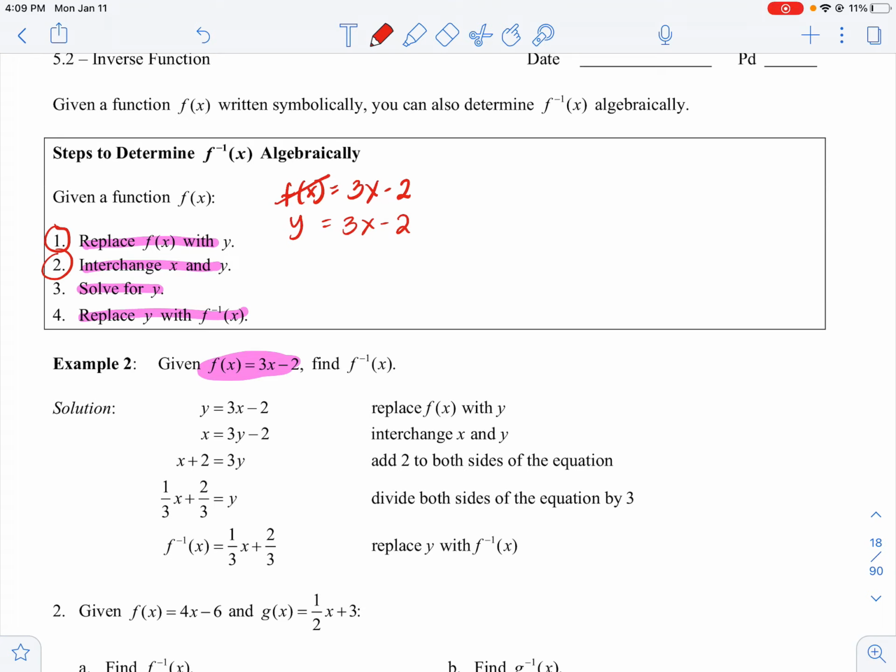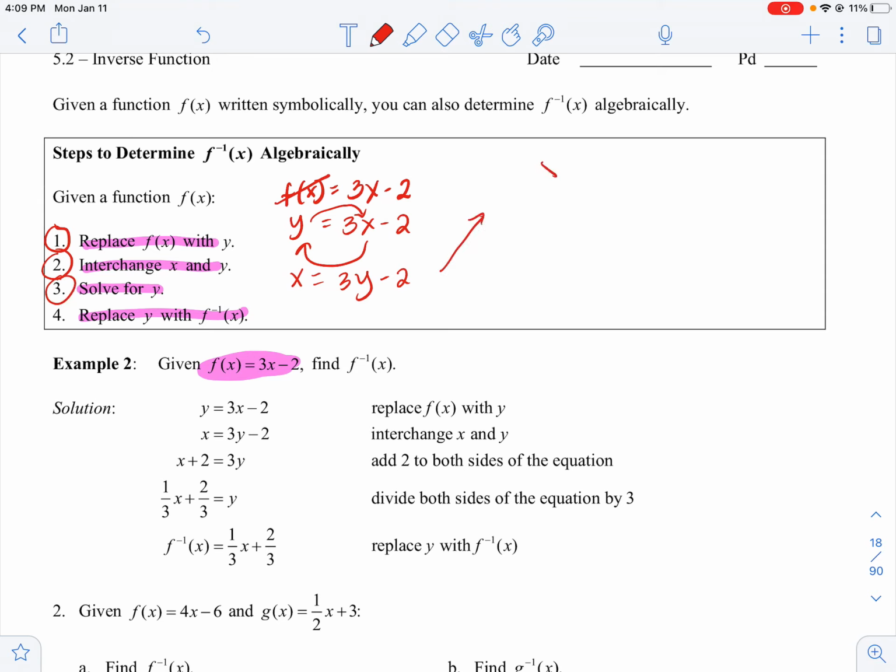When you say interchange, does that mean you're just going to put x where y is and put y where x is? Yes, that's really what you have. That's all you have to do. So I'm going to put x in here and I put y in there. That's what it means by interchange x and y. Moving on. Number 3, solve for y.